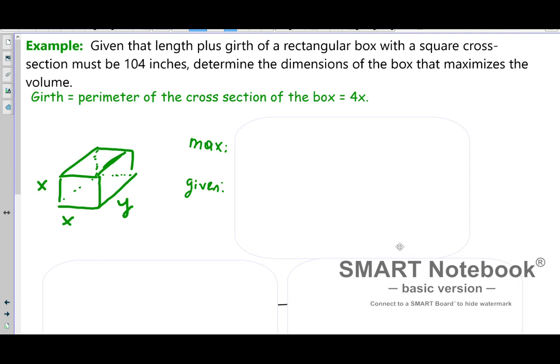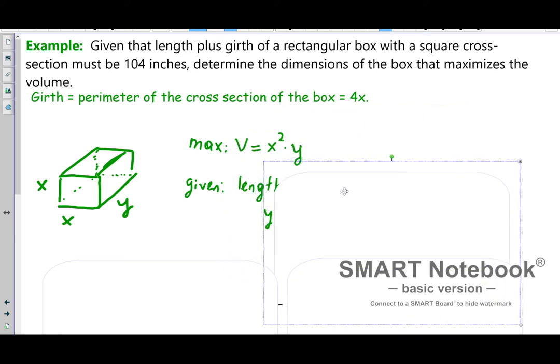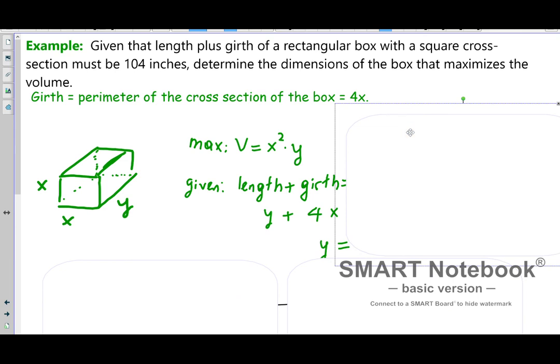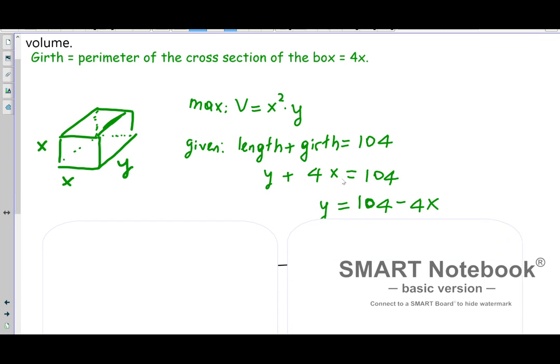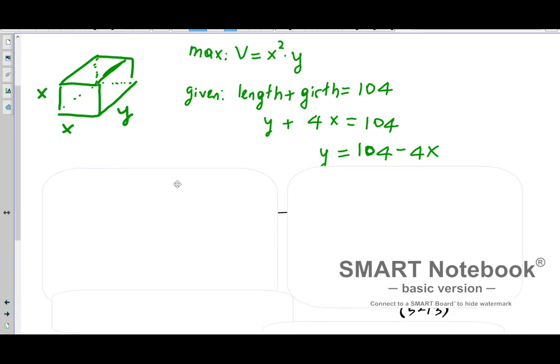Okay, I hope you took a moment to solve the problem, and now you're coming back to check the results. So this is a very similar question to the last one. We are maximizing the volume of the box, because it's a square cross section, x by y. So the volume is x squared times y, and it's given that length plus girth, or y plus 4x, is equal to 104. So from there we can solve for y, 104 minus 4x, substitute over here. So you're going to have x squared times 104 minus 4x as your volume function in one variable only.